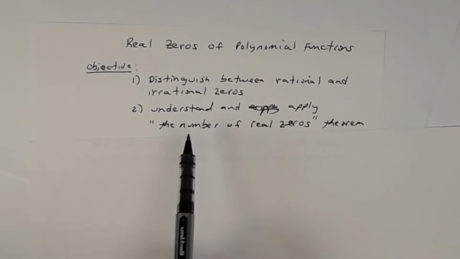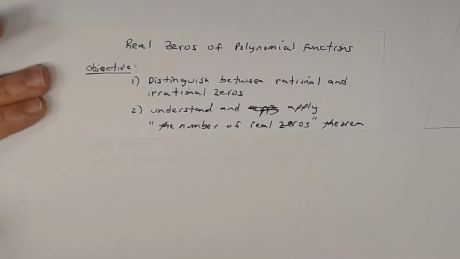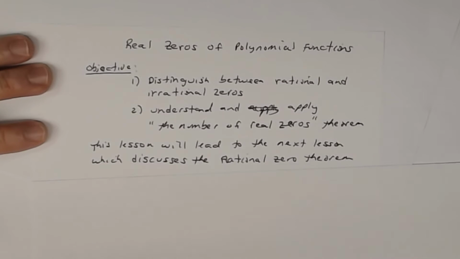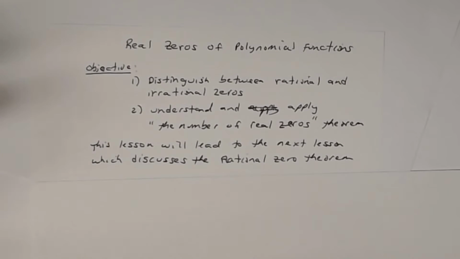It doesn't say will have, it says could have. We're going to discuss that in a little while. This lesson is very important, so go through it, because it will lead to the next lesson, which discusses the rational zero theorem. And the rational zero theorem is an important theorem in the topics we're discussing right now dealing with polynomial functions.